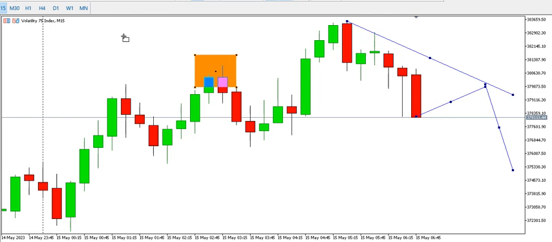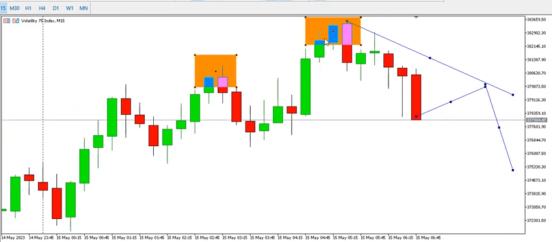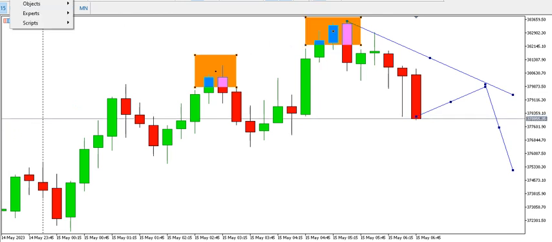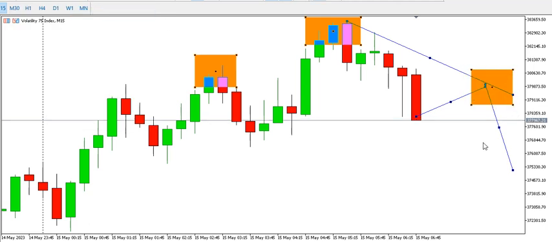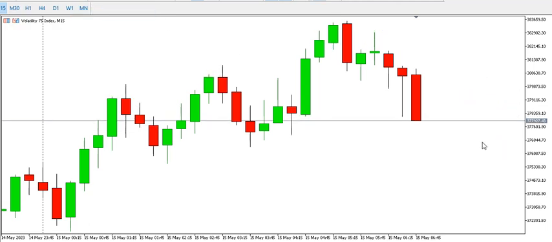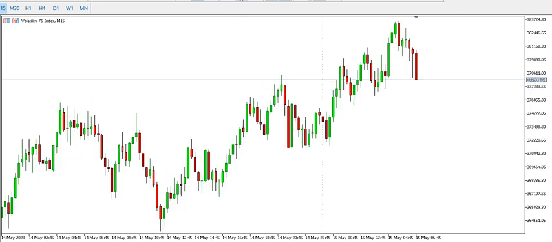That's the head, beg your pardon. That's the head, and we might have the right shoulder form around here. But let's see how events unfold, how price moves. For now, the bulls are in charge, but the bears are trying to step in.